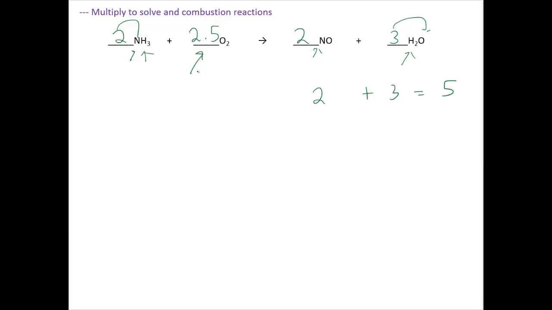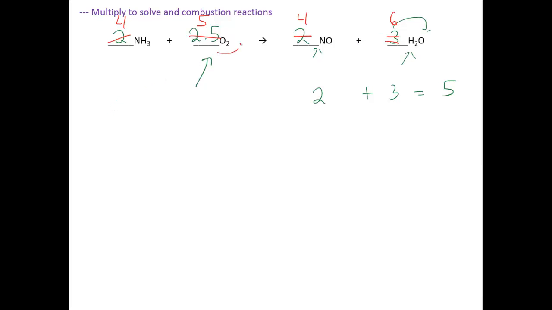If you don't feel comfortable doing this technique, I understand. But sometimes it makes balancing much easier. But I can't leave that 2.5 here. So what I'm going to do is multiply everything in the equation to get rid of that. So if I multiply by 2, this becomes 4, this becomes 5, this becomes 4, and this becomes 6.